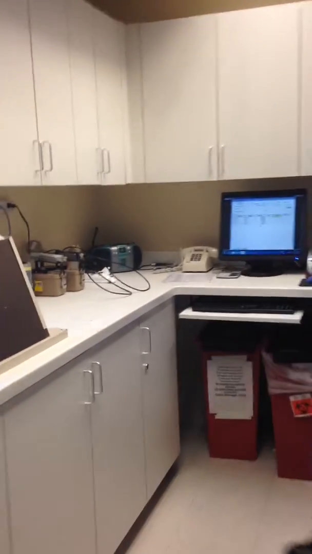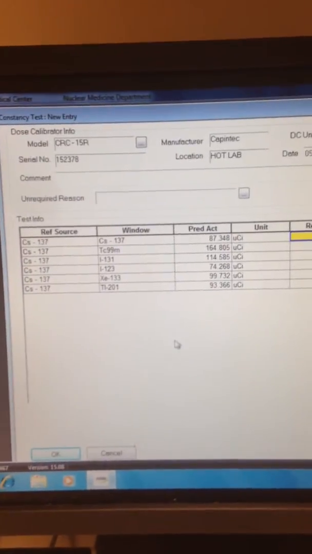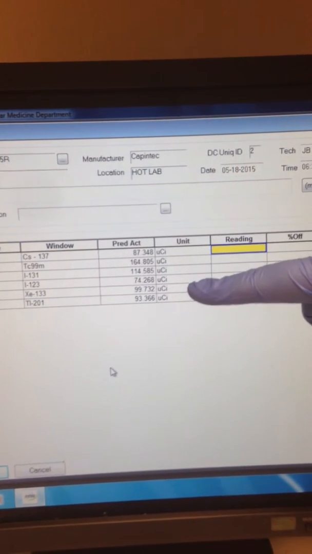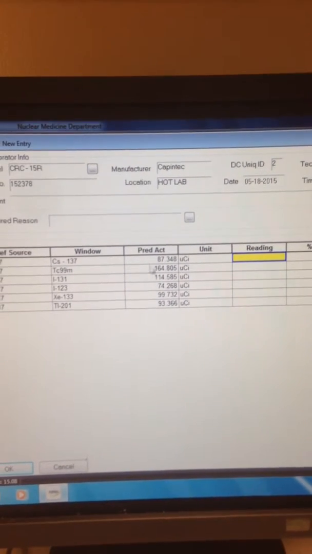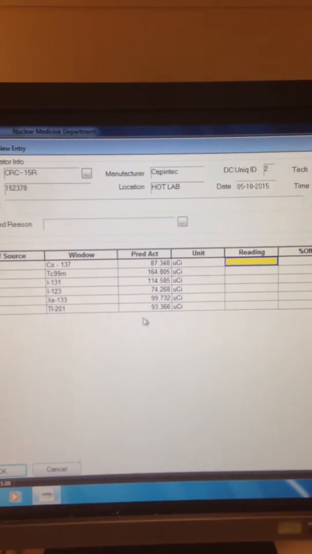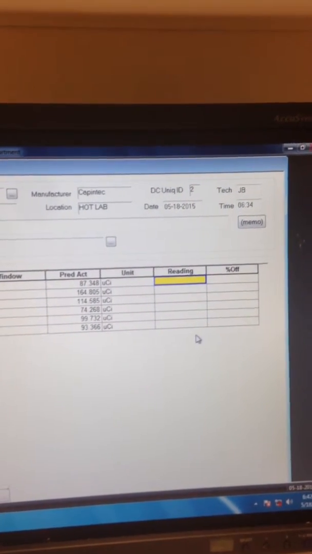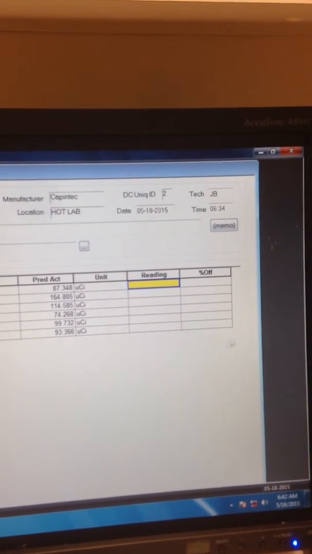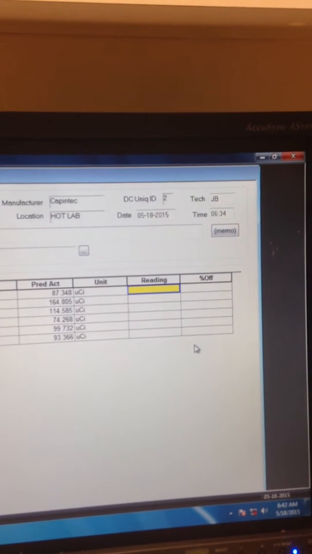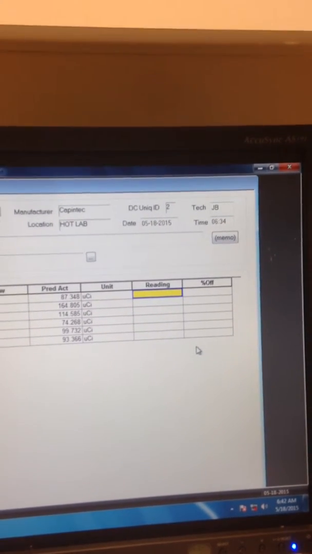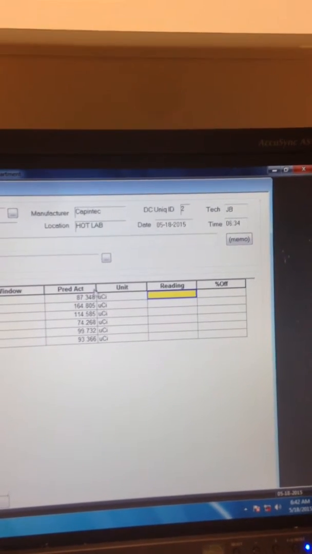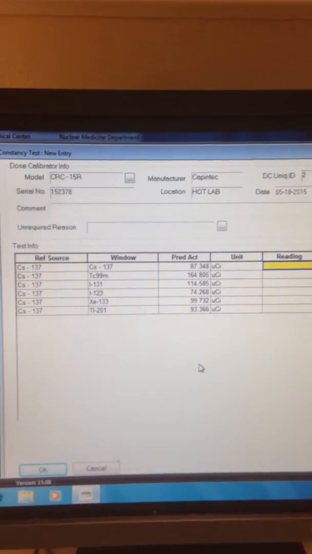So if you want to look right here, this is what you would pull up, constancy test. And these are the different isotope channels. And so this column right here is the predicted amount of activity. This is the target activity that we want. And over here I'm going to input the actual readings that we get. And right here is the percent of deviation. We want it to be in a 10% window, which means plus or minus 5% of our target reading right here, okay? So I'll start doing the constancy over here.